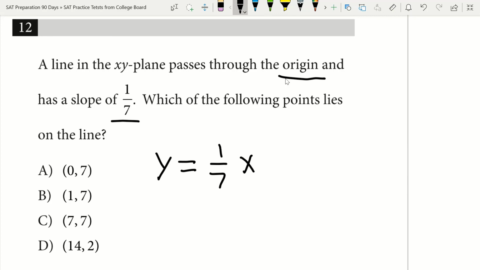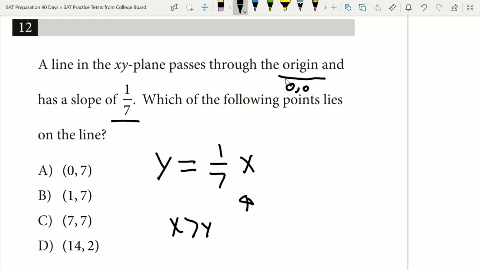And since you pass through the origin, that's point (0, 0), which means that your y-intercept is 0. So that'd be plus 0. Now, what you got to understand is when you're asked for these points, you don't have to plug in all of them, because that's going to take you a long time. What you can recognize is that x has to be greater than y, because in order for y to equal x over 7, x is going to have to equal 7 times whatever y is.